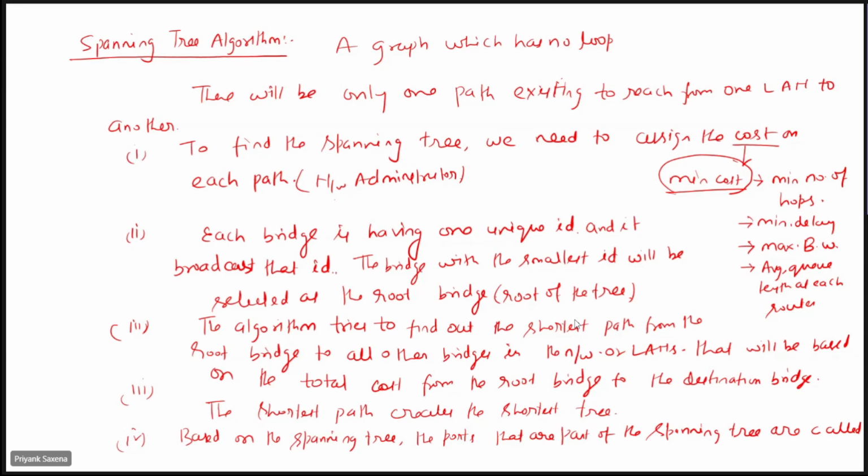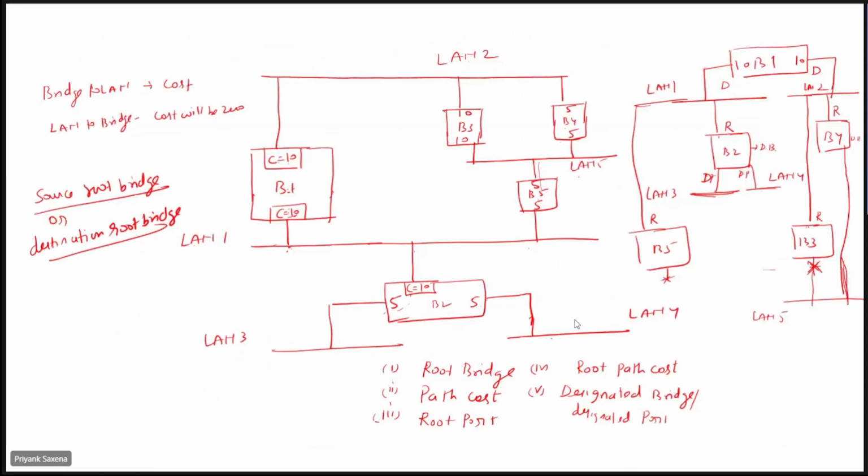Based on the spanning tree, some of the ports which are participating in forwarding the frames will be kept as they are, while some of the ports which are not necessarily required will be blocked.